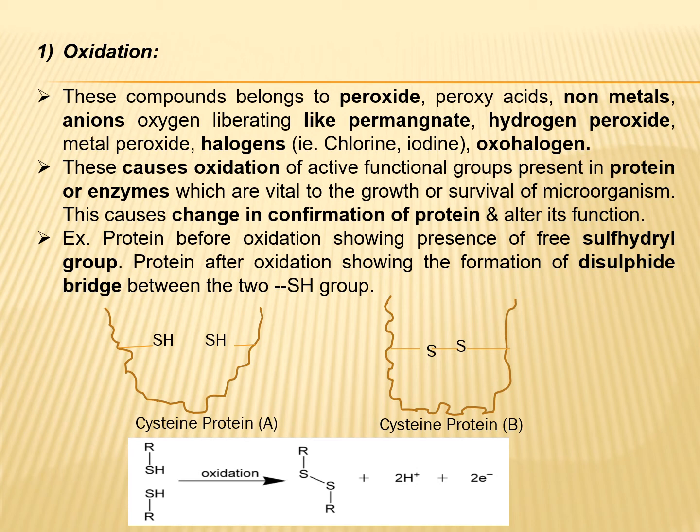So this causes a change in the conformation of the protein and alters its function. For example, the protein before oxidation shows the presence of a free sulfhydryl group, and after oxidation shows the formation of a disulfide bridge between the two SH groups.